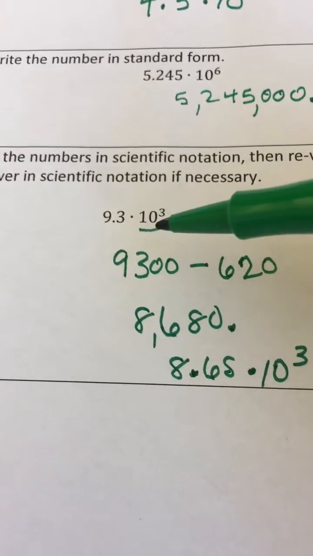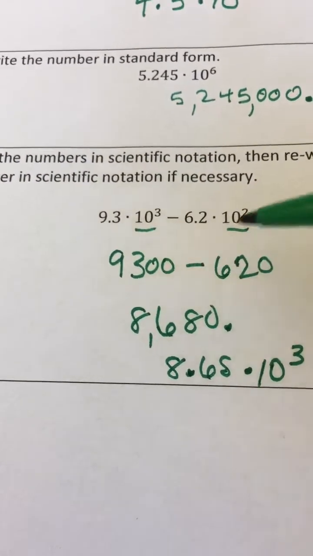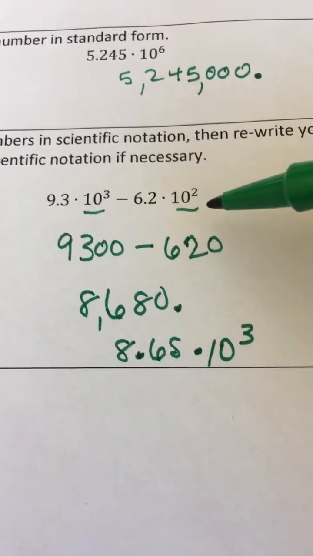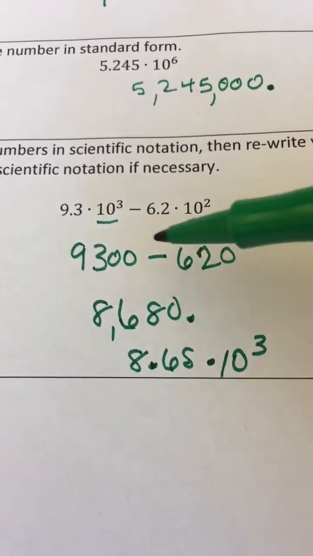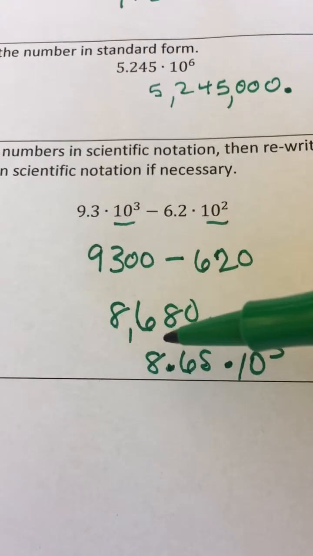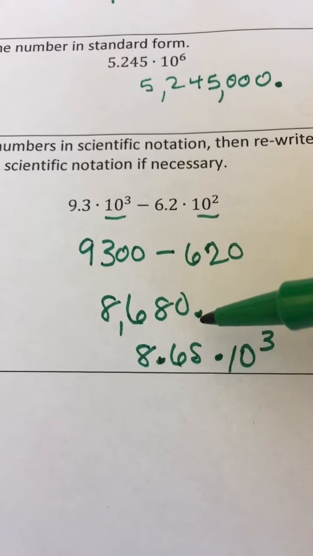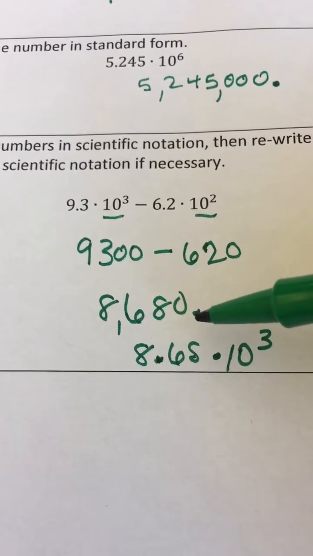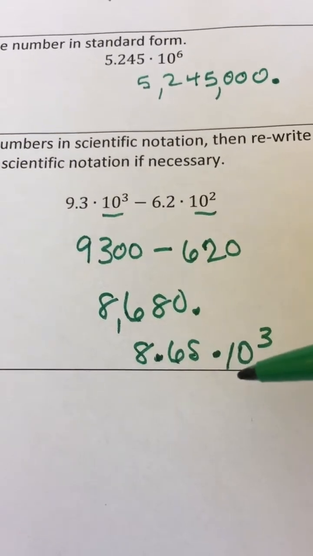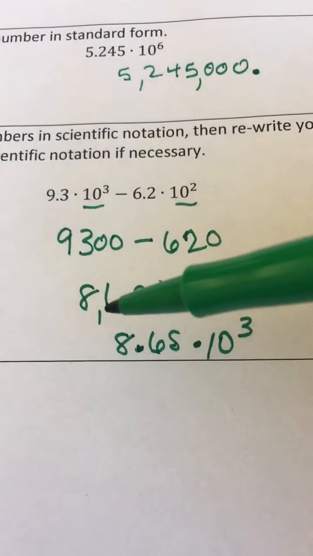9.3 times 1,000 is 9,300. 6.2 times 10 squared, that's 6.2 times 100. That's 620. So we got 9,300 minus 620. That's 8,680. Now that is not in scientific notation. So I want you to move the decimal between the 8 and the 6. 1, 2, 3. That's 8.68 times 10 to the third. Okay, because we had to move it 3 places to the left.